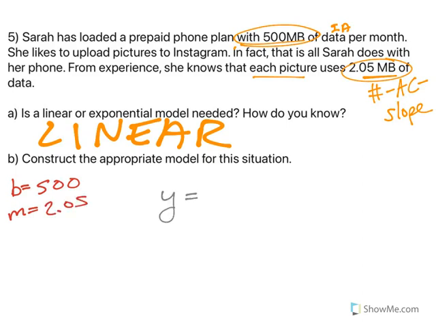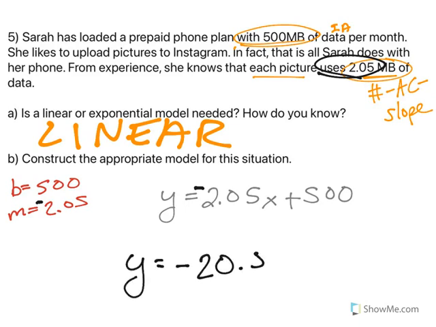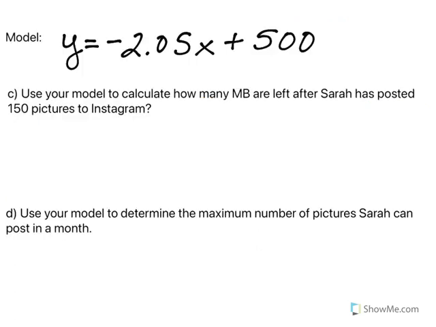I can write a model. Y equals 2.05x plus 500. Nope, that's wrong. What's wrong about this? Well, the 2.05 should be negative because it uses that much data. If I start with 500 megabytes and I use some, it has to go down by that much. So make sure it's negative 2.05x plus 500 because we are using data. Important to catch those kinds of things. So we have our model with a negative sign.